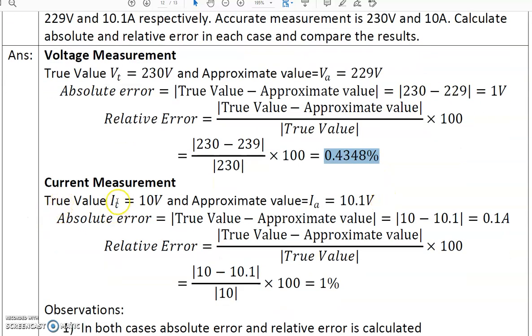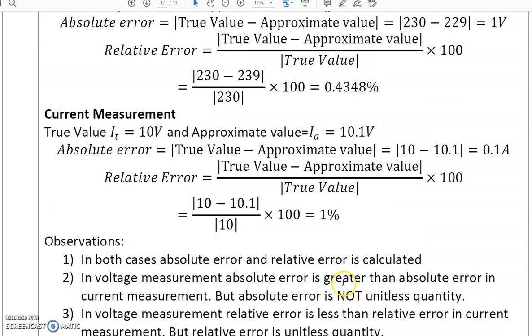Similarly, we will calculate the absolute error in the current measurement. True value minus approximate value, 10 minus 10.1, gives you 0.1 ampere. Relative error: 10 minus 10.1 gives you minus 0.1, but it is a mod. So 0.1 divided by 10 gives the error as 1%. See that here the error is 0.4348, and here the error is 1%.